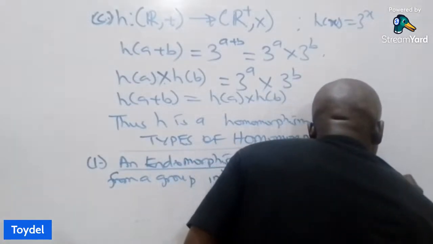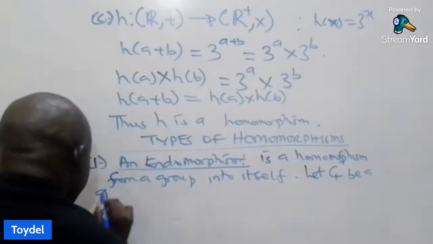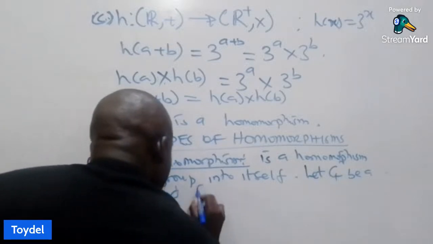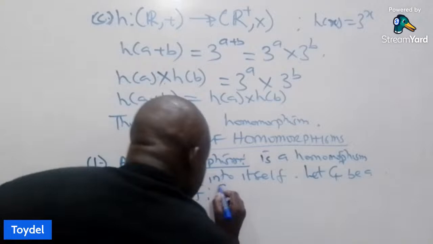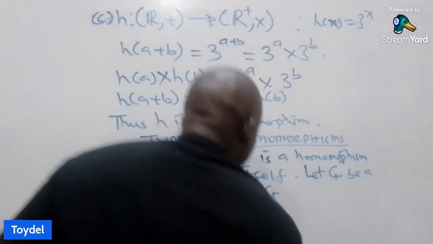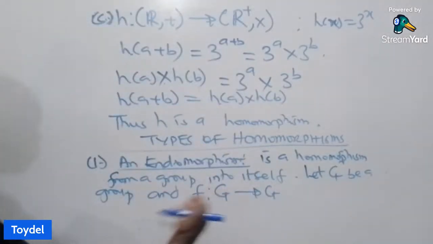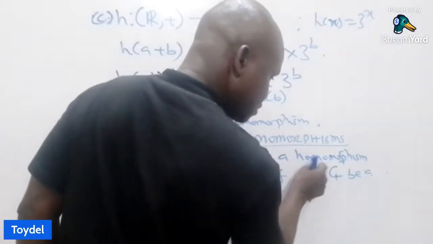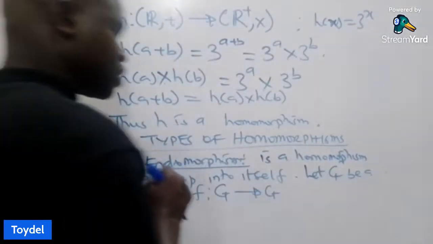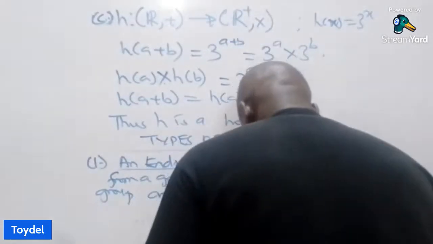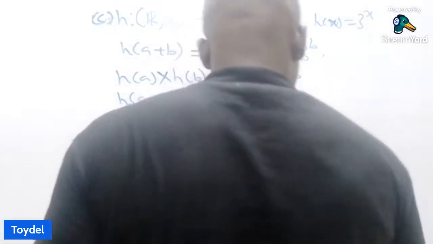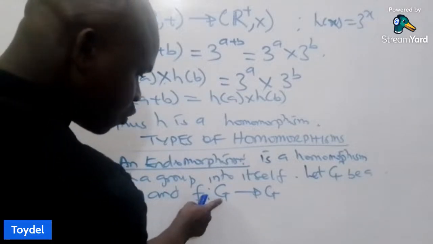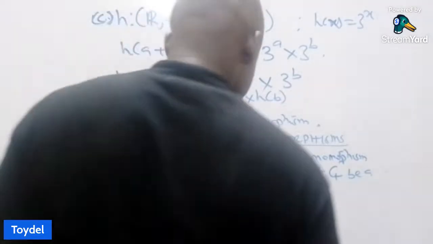be a group, and F, the homomorphism now, it will be from G to G. Of course, we didn't put any structure here, either addition or what. We didn't put the binary operation. But since we talk about homomorphism, we know that homomorphism is a group. It's not a set. It's a group. So we say let G be a group, and F, the homomorphism, is from one group to itself, G to G.